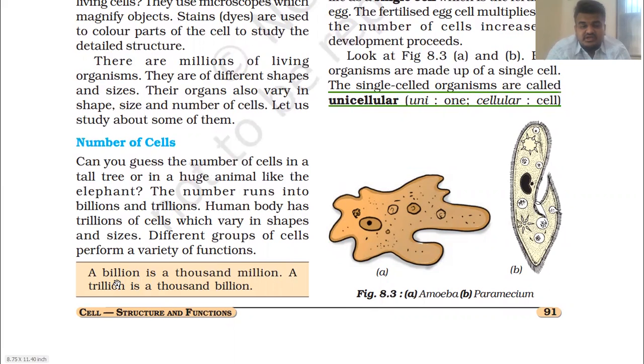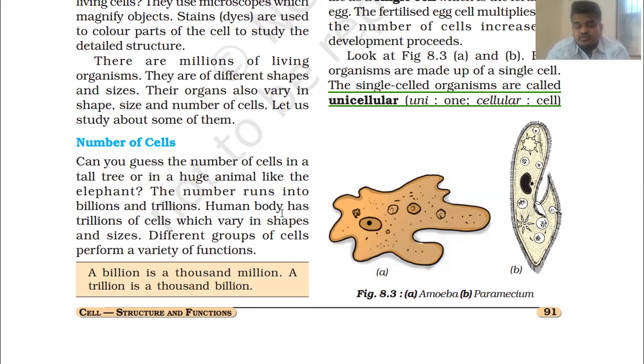Here you are given the difference between million, billion and trillion. 1 million equals 10 lakh, and 1 billion is a thousand million, that is 10 raised to 3 times a million. A trillion is equal to 1,000 billion. So the number runs into the billions and trillions in the human body or a different living organism.